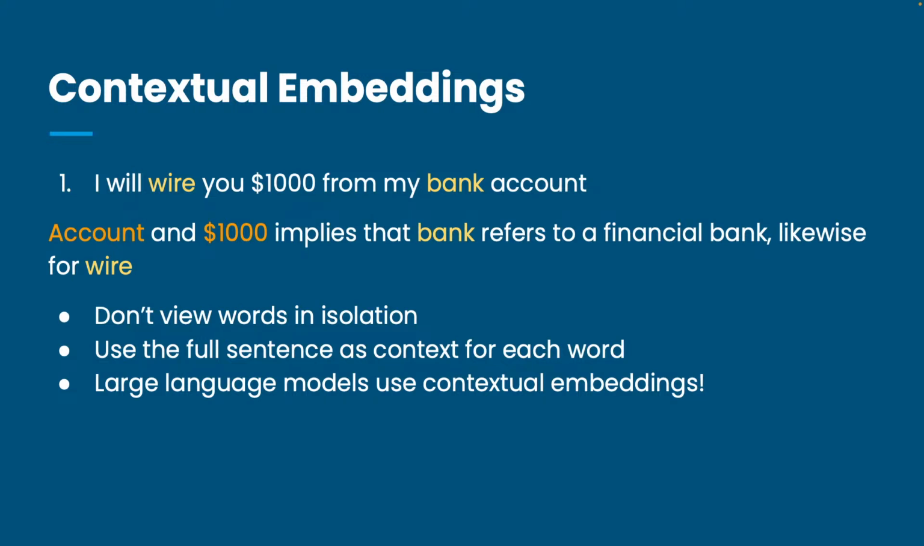Because when you give them a prompt, this prompt is going to have the whole context, right? If you say, I want to wire $1,000 from my bank account, it has the context of $1,000 as a financial term, as well as bank account and so on. So these context clues really help guide it to understand your intent.